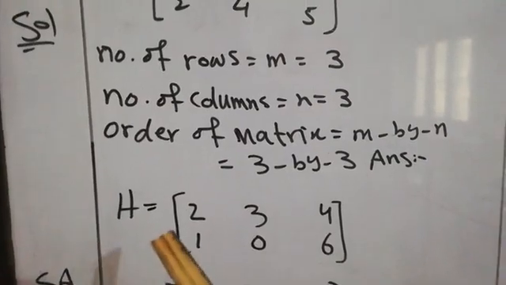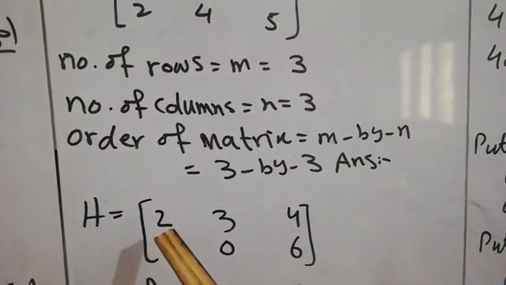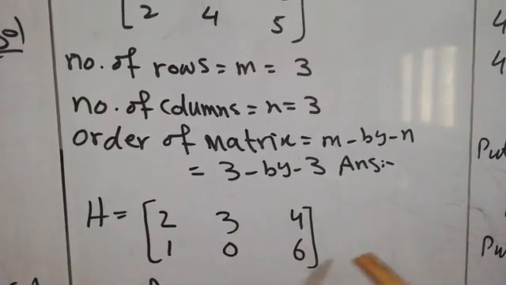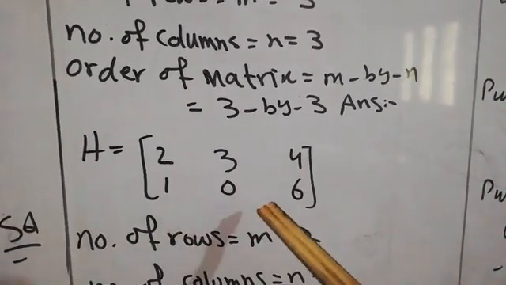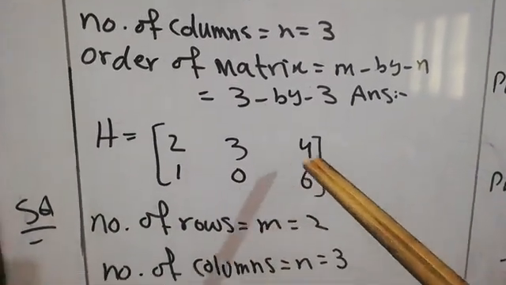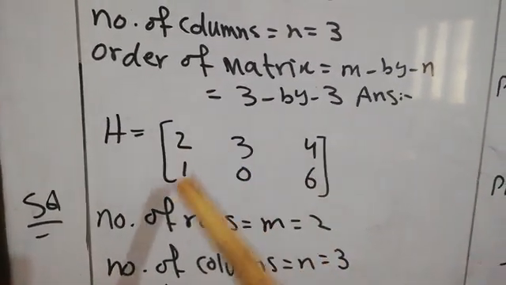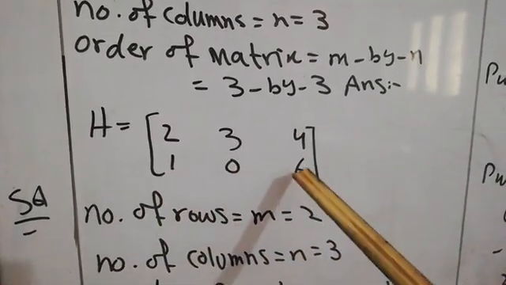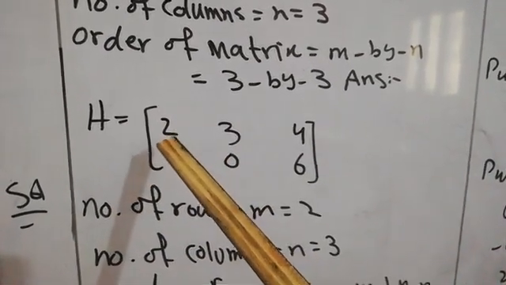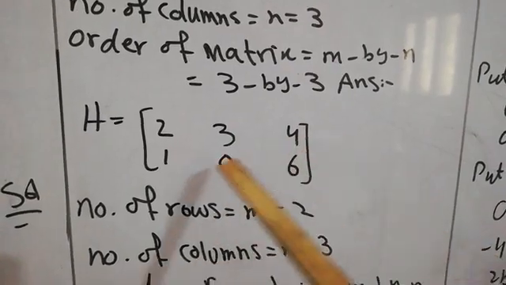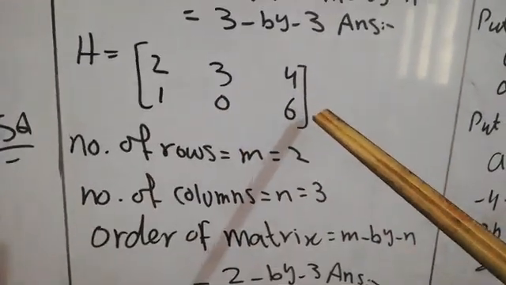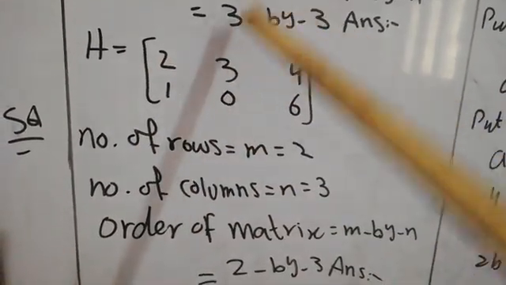Now H: the number of rows is 2, so m equals 2. And there are 3 columns, column 1, column 2 and column 3. So there are 2 rows and 3 columns, and the order of this matrix is 2 by 3.